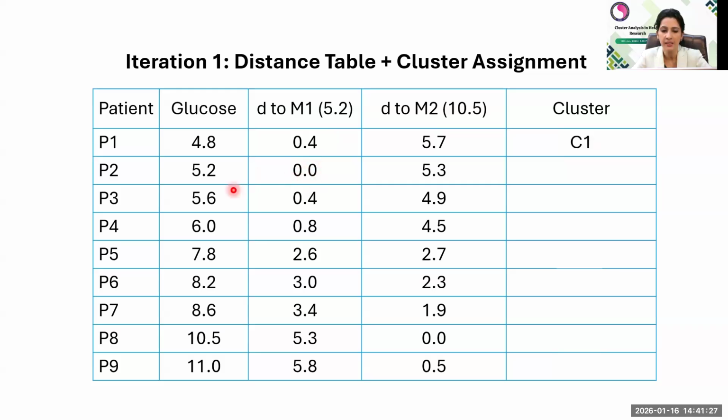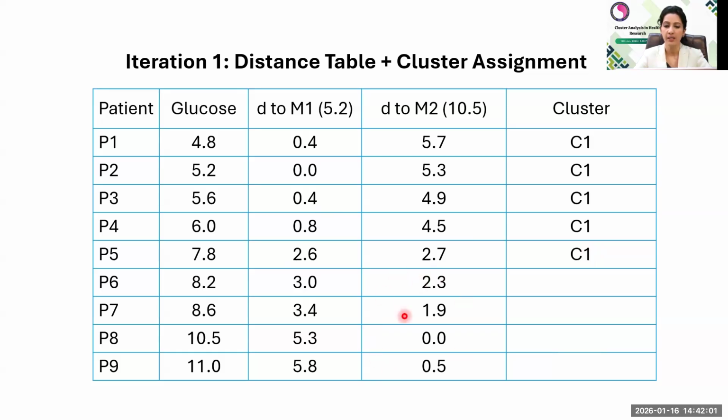Similarly, this is the least, and it is the same because we have chosen this as a centroid. So this will go in C1. Again, this 0.4 and 4.9, 0.4 is least, so it will go in cluster C1, the first cluster. In 4.5 and 0.8, 0.8 is less, so you have to look for the lowest out of these two and then assign that. So it will go in cluster 1. Similarly, 2.6 and 2.7, 2.6 is less, so it will go in cluster 1.